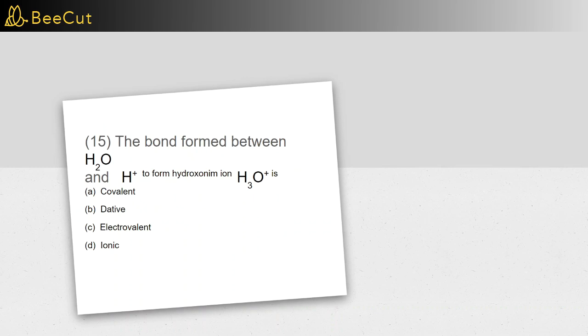The bond between water H2O and hydrogen ion to form hydronium ion H3O plus is: A, covalent bond, B, dative bond, C, electrovalent bond, D, ionic bond. The correct option is B, which is dative bond.